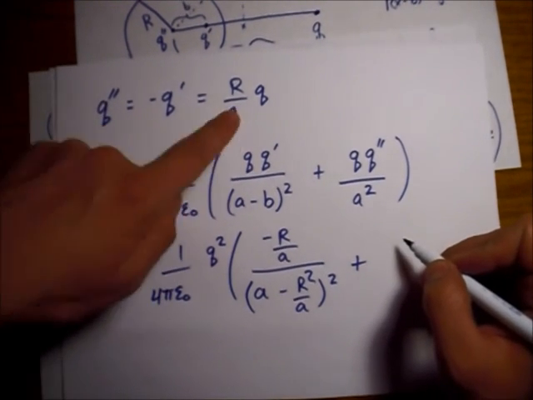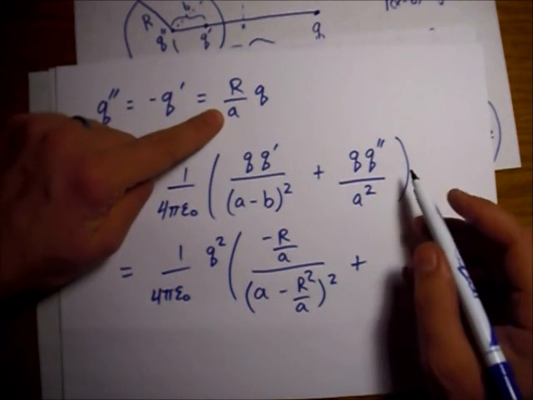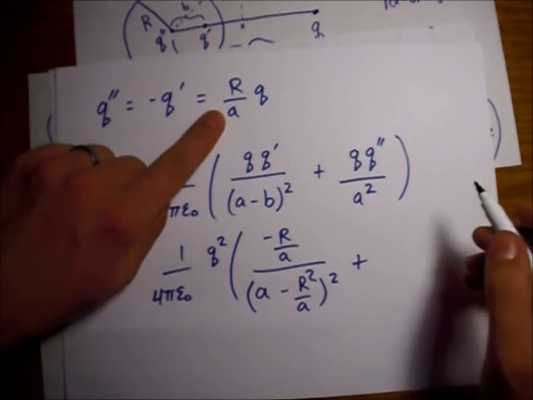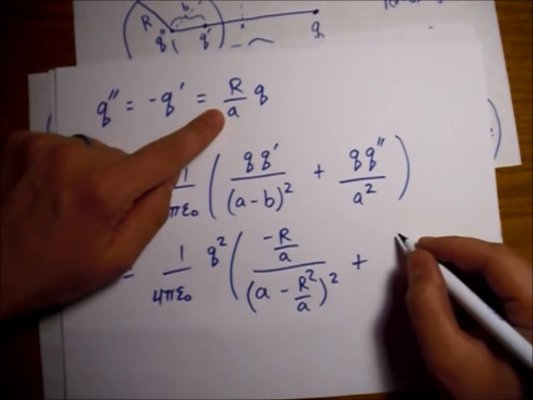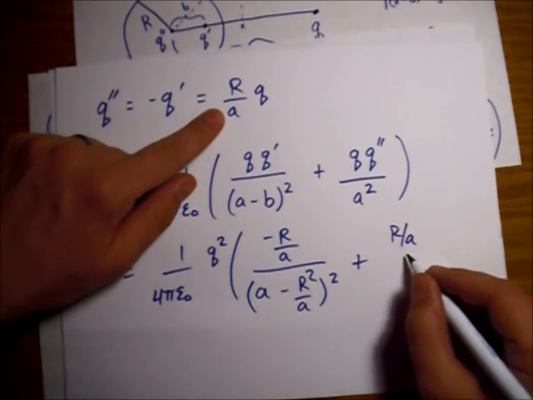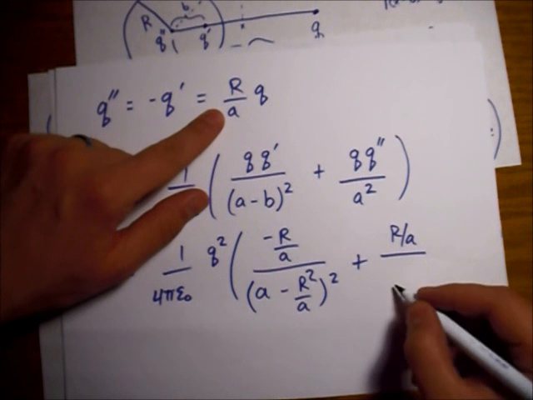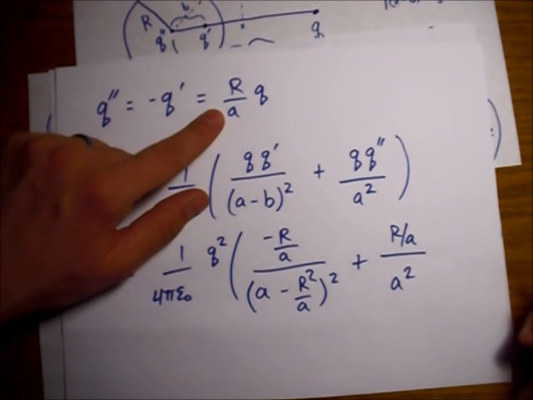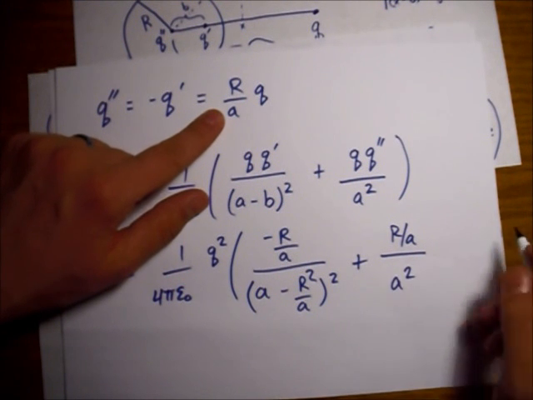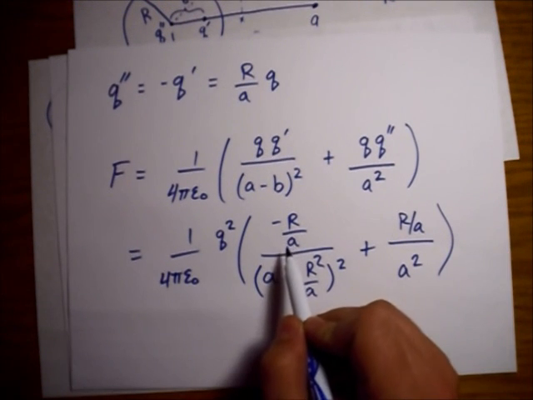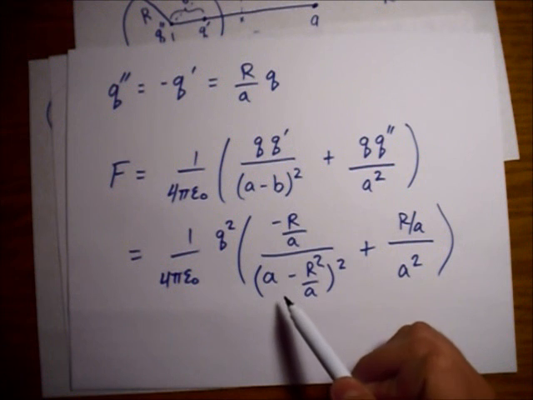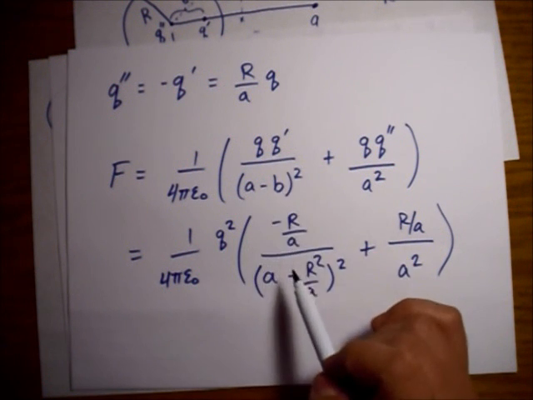Q double prime is just equal to this. Okay, so again we factored out this Q already, so we have an R over A, and then downstairs we still have an A squared. Alright, let's double check real quick and make sure we don't need to put in a minus sign or something.